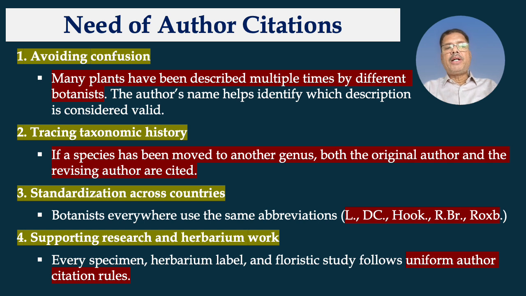Author citations provide a standardized system that botanists around the world can follow using universally accepted abbreviations. This uniformity is essential in research and herbarium work, where every specimen label and floristic record depends on accurate and consistent naming. Ultimately, author citations help us to identify the original describer, understand the taxonomic pathway of the plant, and distinguish between similar names proposed by different individuals.